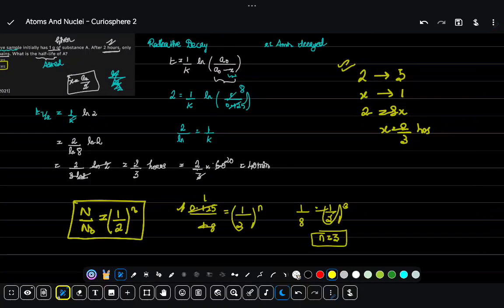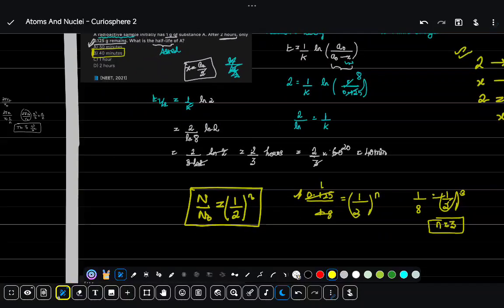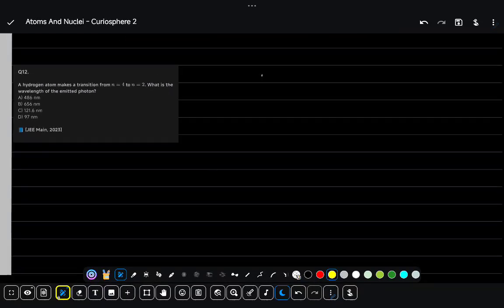I hope you get it. But how did we get this n by n naught? There is another question, I think it's question number 17, where you need to use this. At that time I will tell you about this. For now we'll move on to the second question.